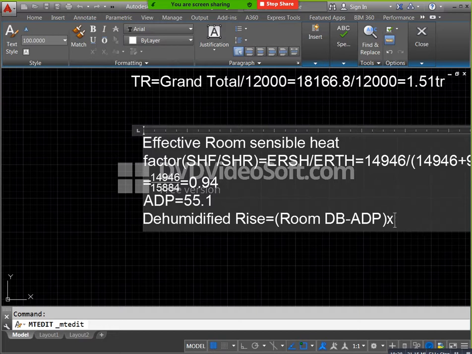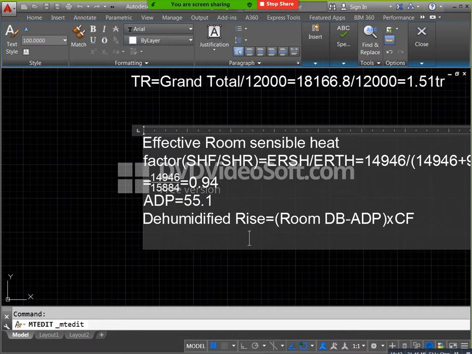0.8. Now you can mention 76 minus 55.1, into 0.8, 16.72. This is our value. Okay, now we got this value.